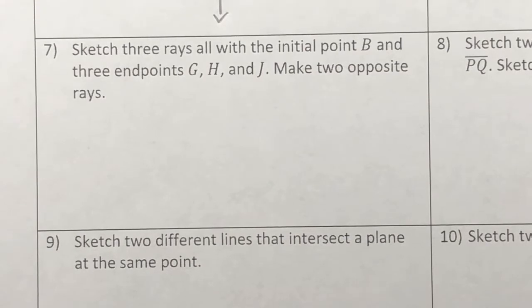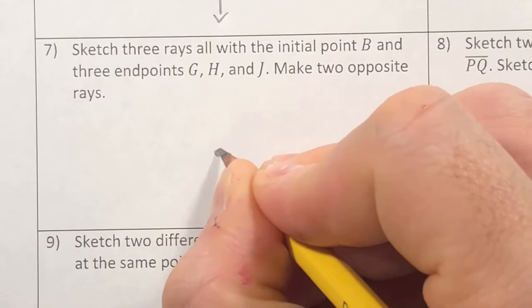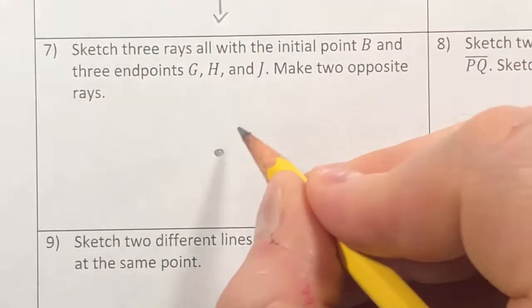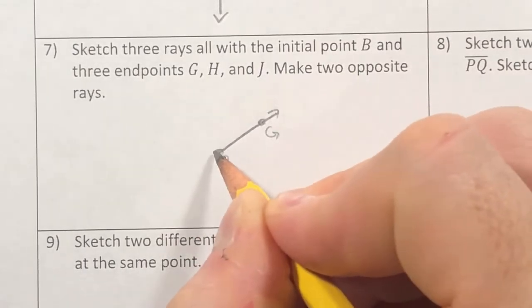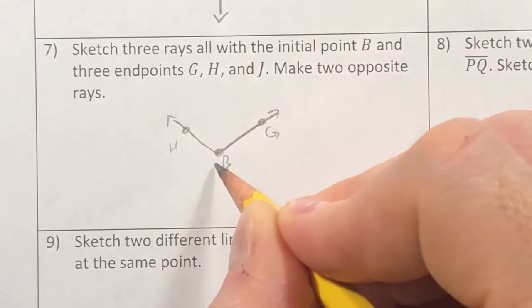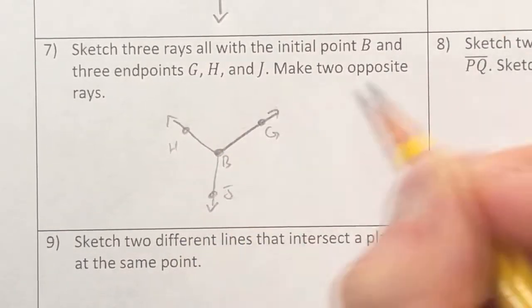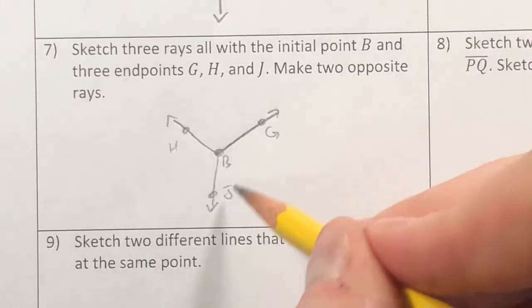3 rays with the initial point B and 3 endpoints, G, H, and J. 2 of them have to be opposite rays. Okay, now that you've had a shot to try that out, not bad. Rays with an initial point, B. Okay, so I need an endpoint G. If that's B, this is G. Let's call this H. Let's call this J. So 3 rays with endpoints G, H, and J, but 2 of them have to be opposite.